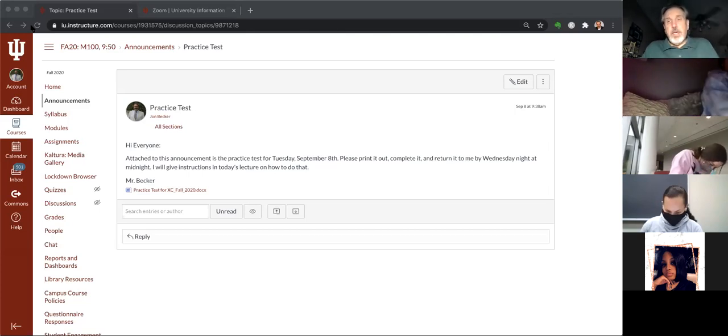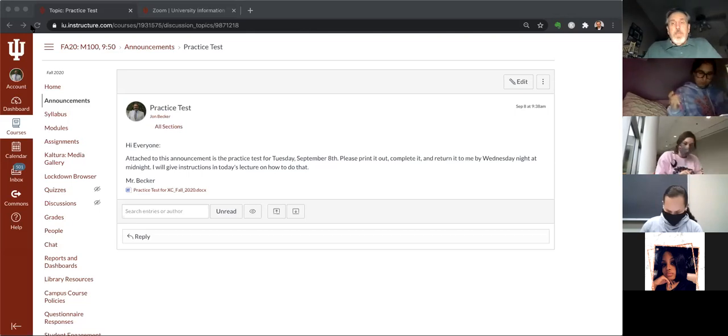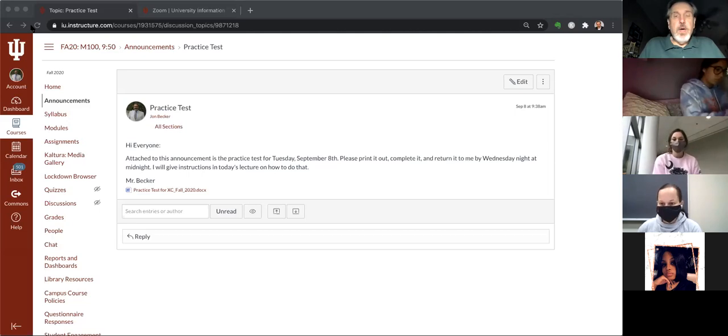Now, if you're on campus, and I know several of you are, I see Emily, it looks like she's hanging out maybe in Savannah or someplace like that. But anyway, you have access to printers on campus, and you should be able to print them out. All right. So that's the practice test. Any questions?